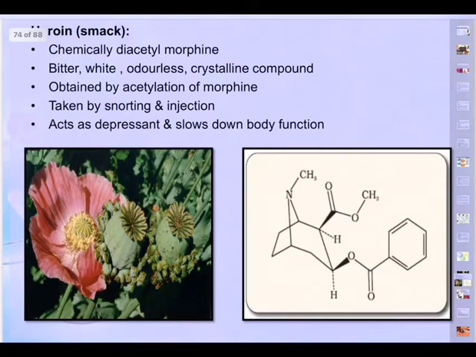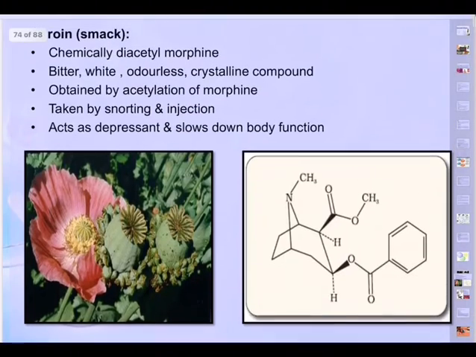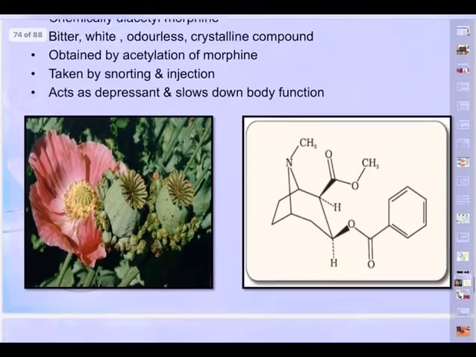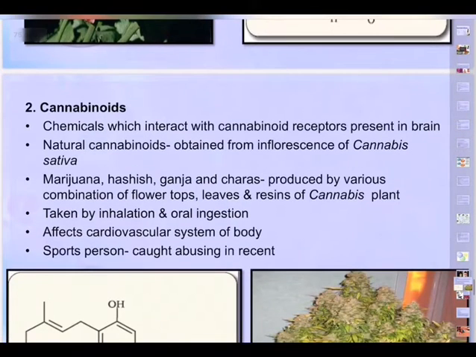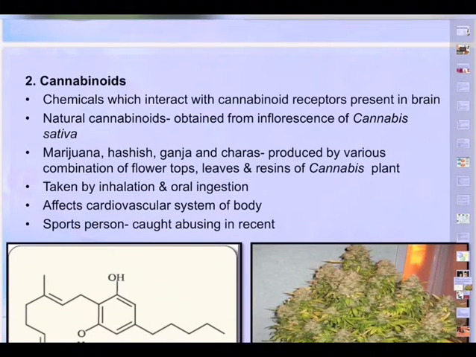Heroin, chemically diacetyl morphine, is a bitter, white, odorless, crystalline compound. And this is used by snorting or through injection. It acts as a depressant and slows down body function. And this is the chemical structure of heroin or smack.